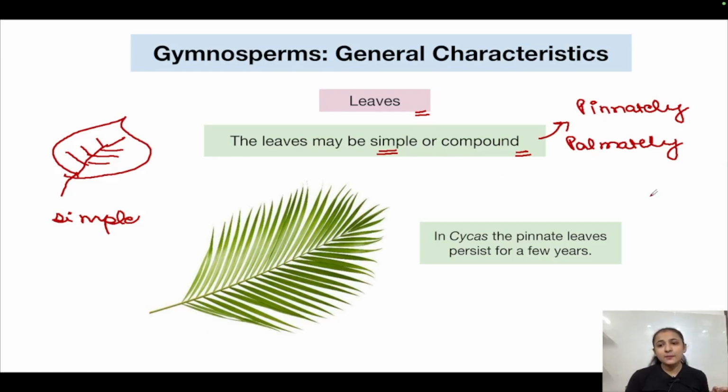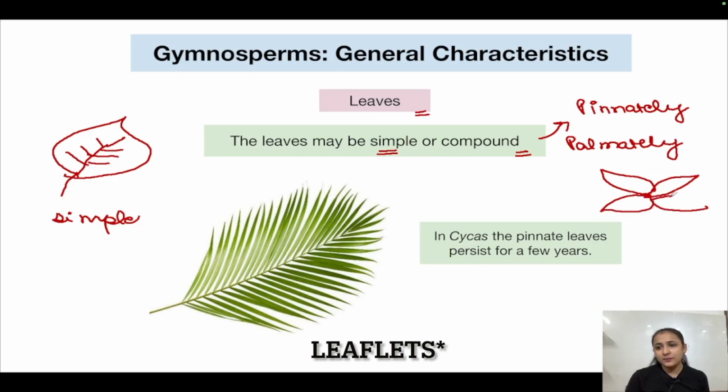In a palmately compound leaf, the leaves are present like this, in the shape of a palm. There is a single point of attachment, and the leaflets are attached like this. They are attached to a single point. And this is the petiole. So here, this is the petiole.